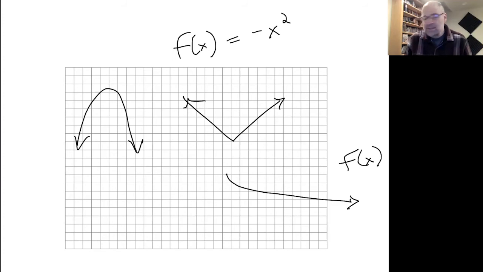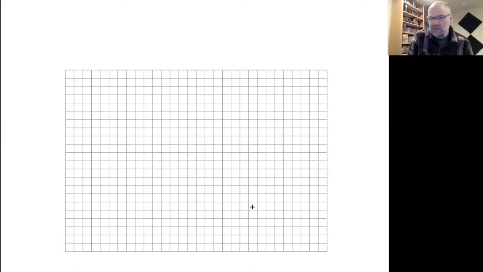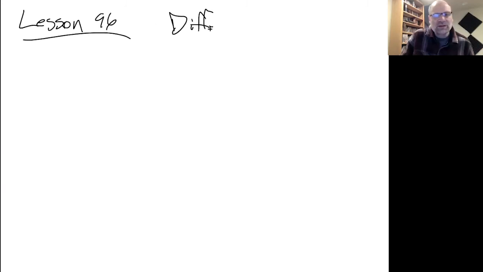So that's it for 95. Let's go to 96. All right, now this is a cool one. We're still factoring trinomials, but this one, we don't need a graph on this. Okay, so here's lesson 96. We're going to talk about the difference of two squares.